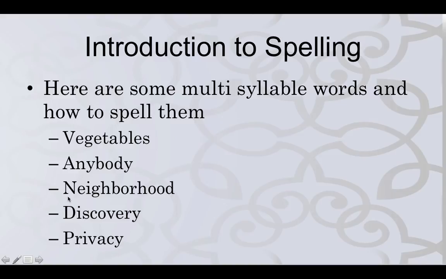Next, we have neigh. Oh, this is a G, and between a G and an I and an H, the G is silent, so this is ni. Ni. Okay, ni. Bo, B-O, bo. Okay, ni-bo. Ni-bor. B-O-R, bor. The next syllable is bor. Ni-bor. H-O-O-D, hood. Ni-bor-hood. Neighborhood. This word is neighborhood. Okay? Good.